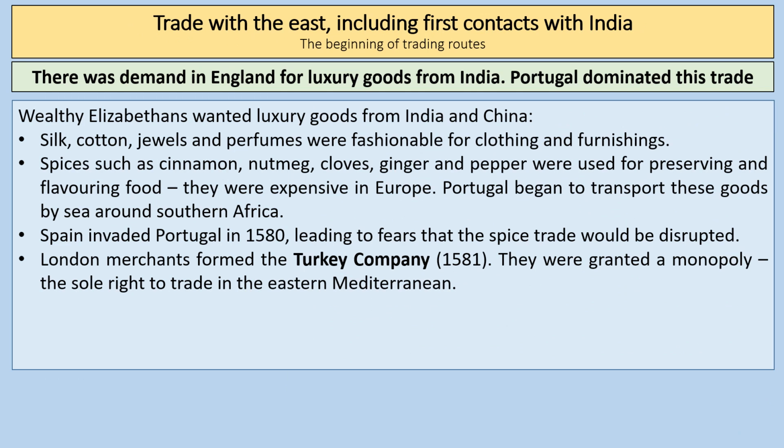Okay, so we're just going to have a look at the beginning of trading routes with the East now, and trade with the East, including first contacts with India. So wealthy Elizabethans wanted luxury goods from India and China. So silk, cotton, jewels, perfumes were fashionable for clothing and furnishings. Spices such as cinnamon, nutmeg, cloves, ginger and pepper were used for preserving and flavouring food. They were expensive in Europe, but Portugal began to transport these goods by sea around southern Africa. Spain invaded Portugal in 1580, leading to fears the spice trade would be disrupted, and London merchants formed the Turkey Company in 1581, and they were granted a monopoly, which was the sole right to trade in the Eastern Mediterranean.